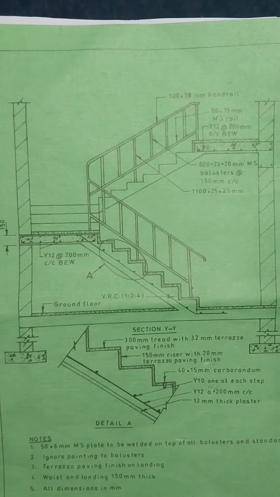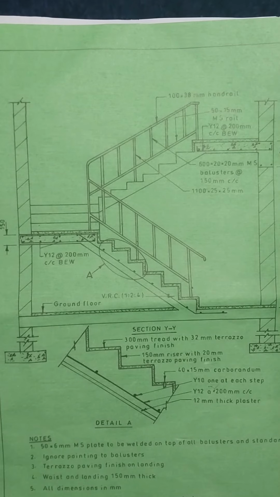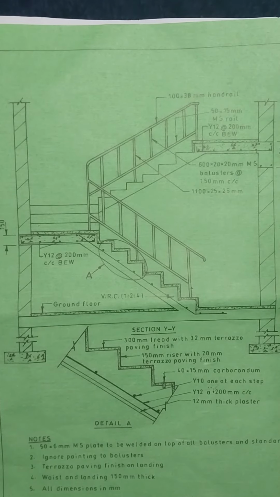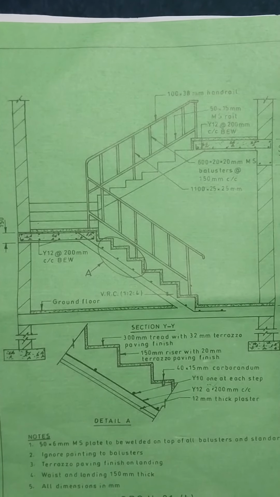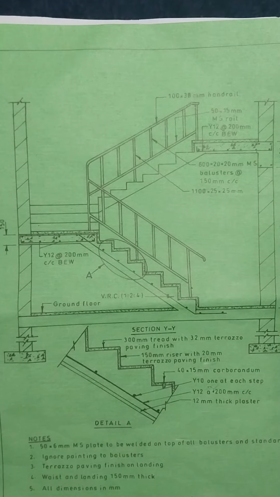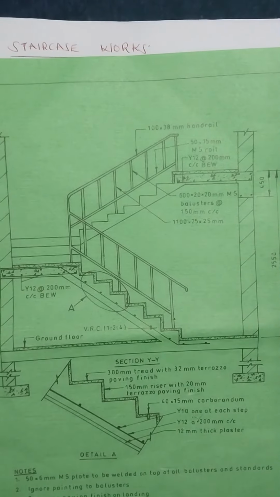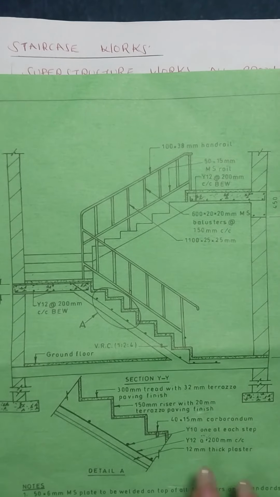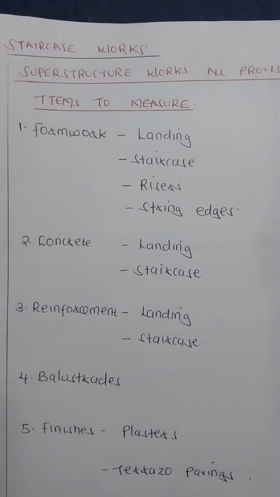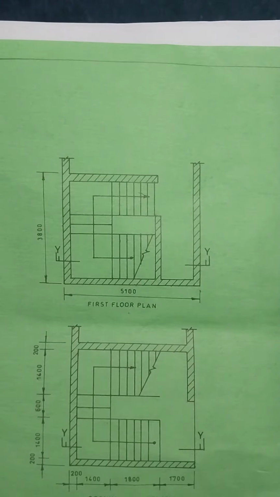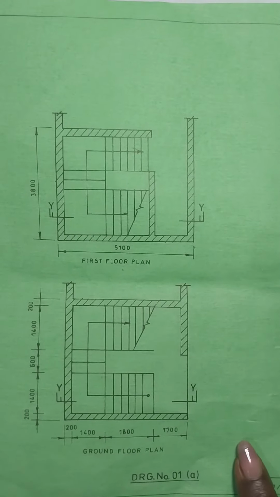Hey guys, on today's tutorial, we are going to look at taking off quantities of a staircase, and we are going to use a KNEC question paper that was done last year. As you can see, we have the staircase. That is our staircase. First of all, let's look at the plan that we have of the staircase before we go to the section. So that is our plan for the staircase. That is how it looks.